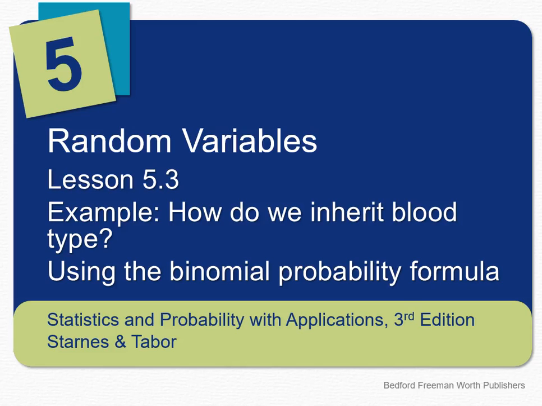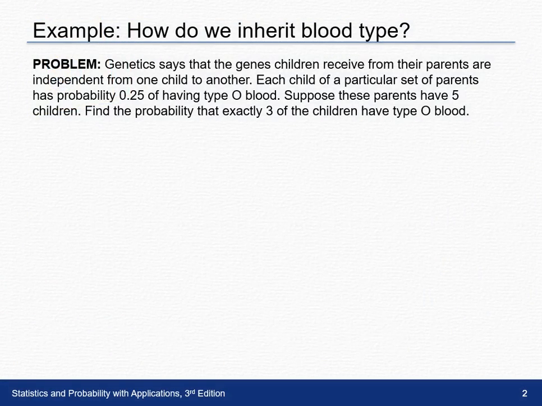In Lesson 5.3, we'll be looking at the example, how do we inherit blood type, and we'll be using the binomial probability formula. In this problem, genetics says that the genes children receive from their parents are independent from one child to another. Each child of a particular set of parents has a probability of 0.25 of having type O blood. Suppose these parents have 5 children.